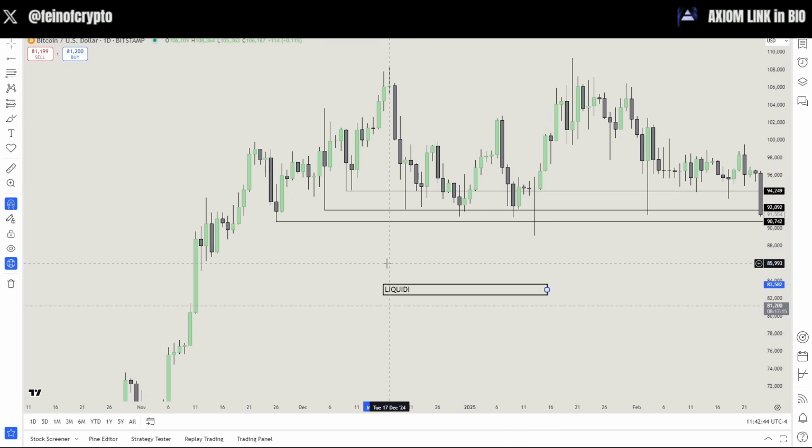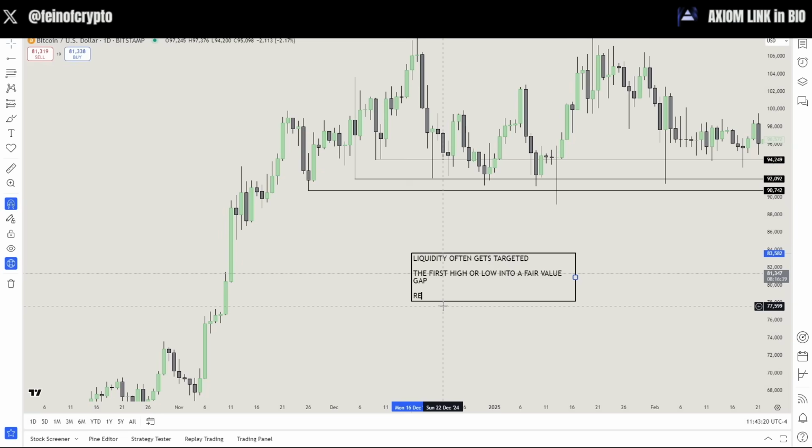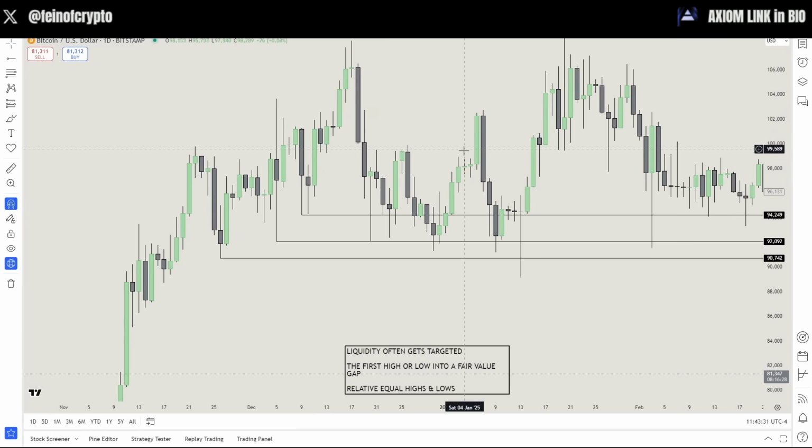Well, the liquidity that often gets targeted, and this is very important, there are certain types of liquidity that get targeted. The first high or low into a fair value gap is always targeted. That's a great area to not put your stop, but actually take the opposite trade. And then relative equal highs and lows. What does that mean? That means highs and lows that are essentially the same.